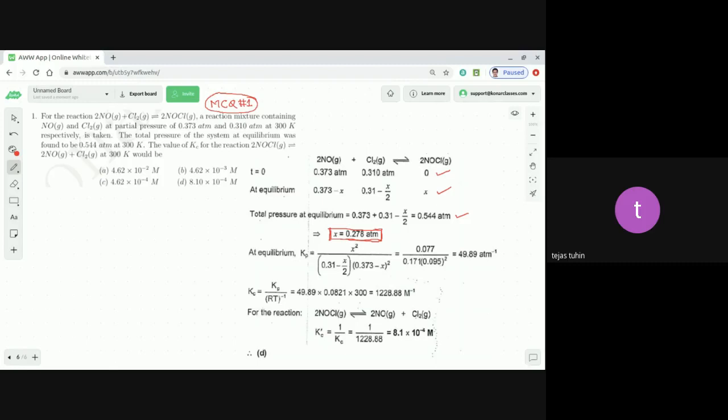Yes, sir. So the most important part was to find the value of x. Did you find the value of x properly or not, Pratik? Yes, sir, I got it. Now at equilibrium, you get the value of Kp, right? Clear or not clear? Yes, sir. We got D as the first option. Yes, sir, I understood. Okay, all right, let me proceed to the next question.